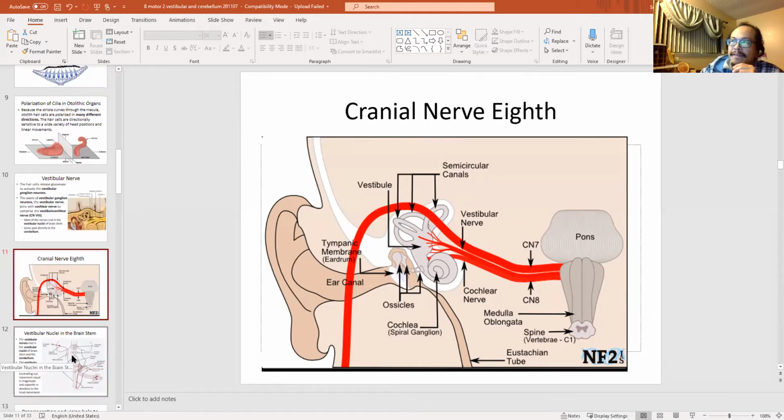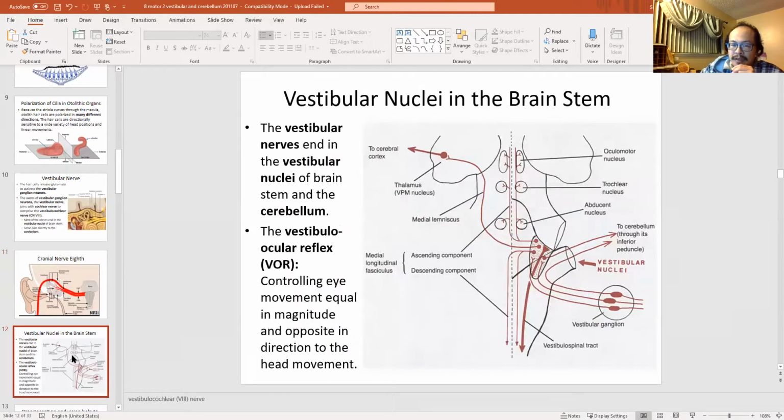After entering into the brain, these vestibular ganglion neurons send out axons into the brain. Once it enters into the brain, the majority of those innervate the vestibular nuclei right here. This region is the vestibular nuclei.